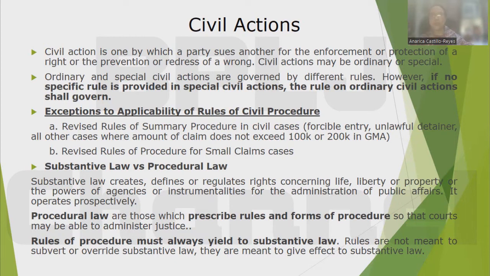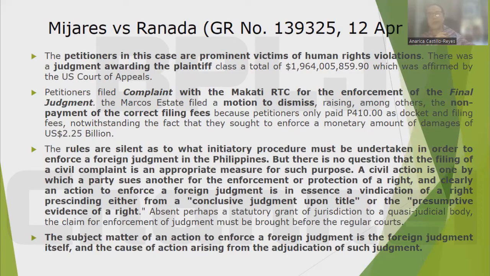So it concerns the rules to be applied once an action is filed in court. Rules of procedure must always yield to substantive law because the purpose of procedure is to give effect to substantive or content law. We now start with the case of Mijares versus Ranyan.